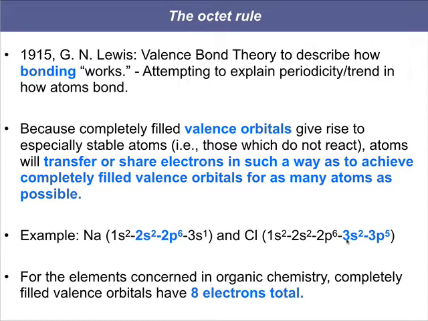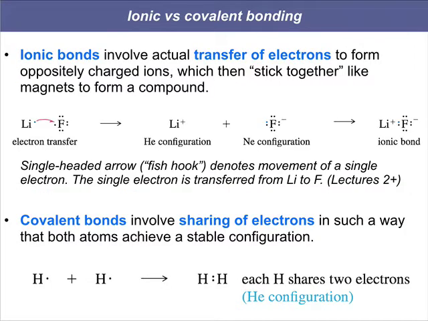And for the elements that are concerned in this course in organic chemistry, a completely filled valence orbital will have 8 electrons. There are other atoms that can have more than 8 electrons in their valence shell. We call those hypervalent atoms, but for the purposes of this course, we're going to have 8 be the ideal electron configuration. Okay, so I've alluded to this already.